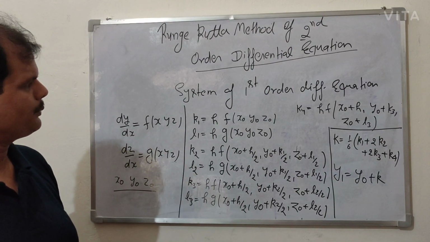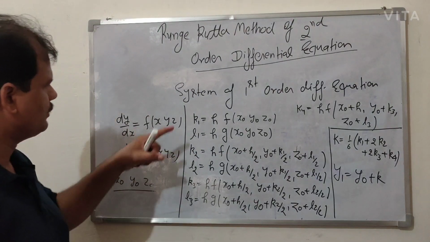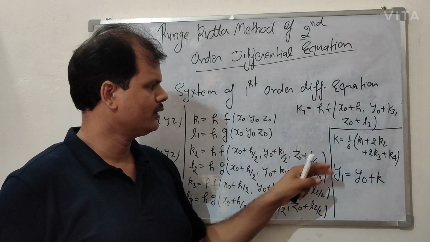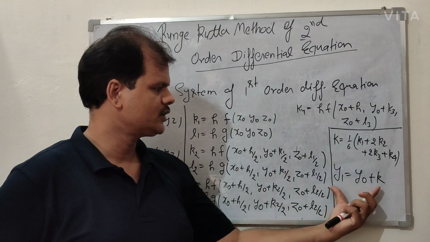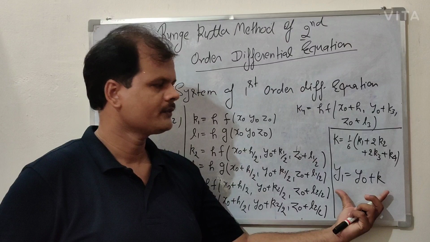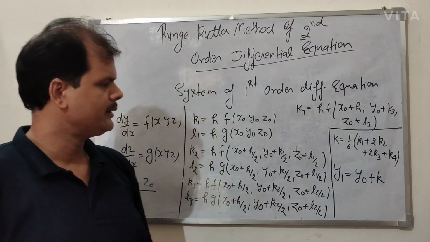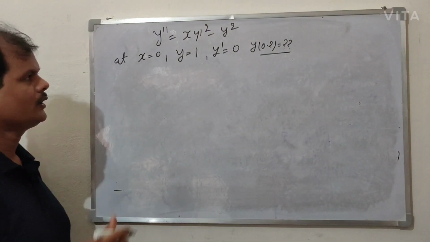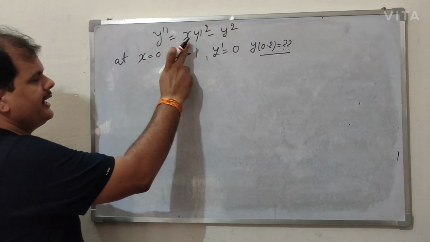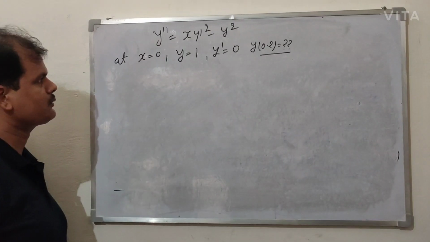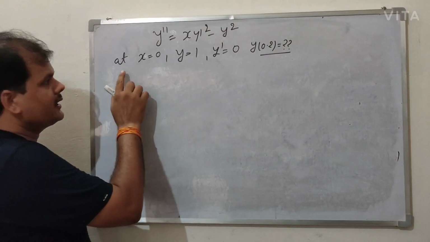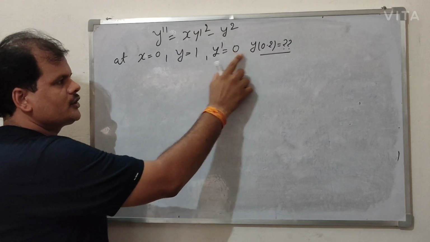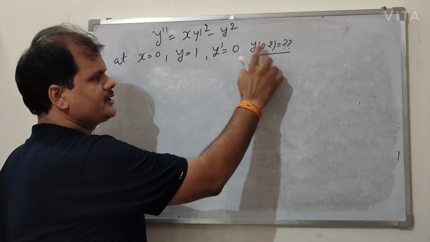Now let us take one problem and calculate k1, L1, k2, L2, k3, L3 and k4, then capital K, and finally the solution will be given by y1 equal to y0 plus K. So this is the given problem: y double dash equal to x y dash square minus y square, with initial condition at x equal to 0, y equal to 1, y dash equal to 0. You have to find y at 0.2.